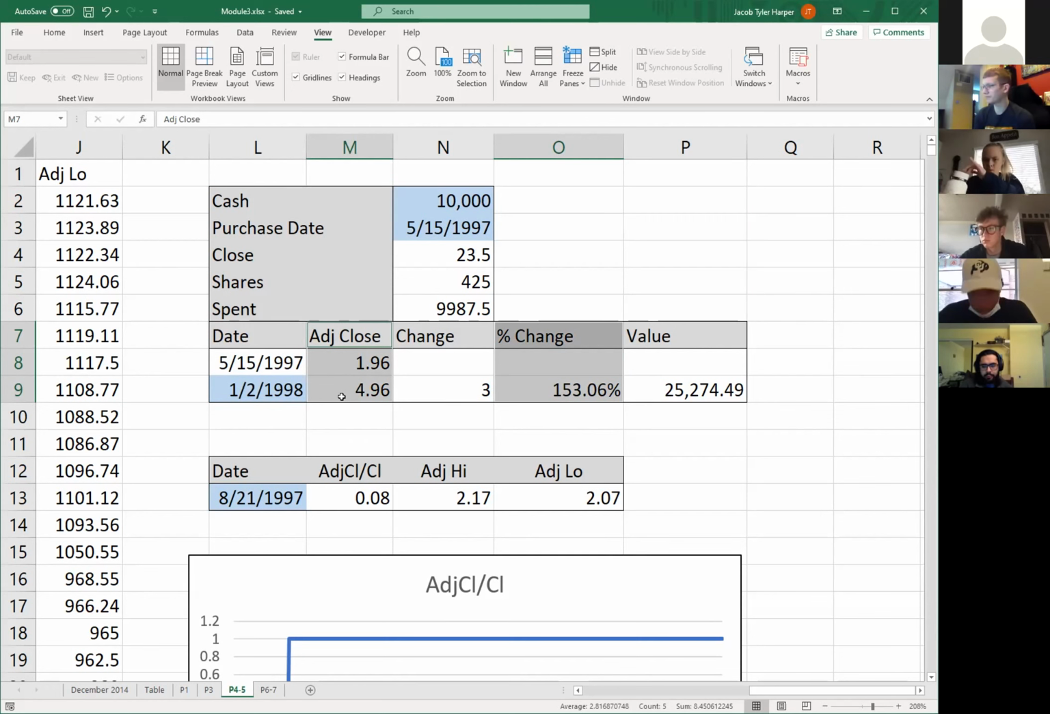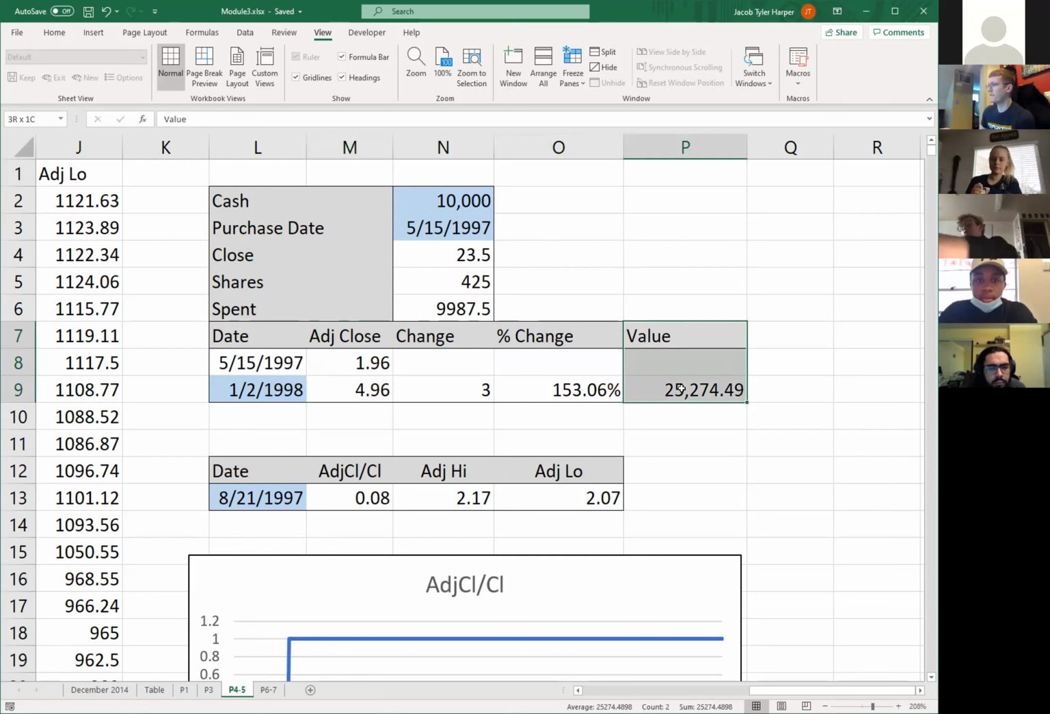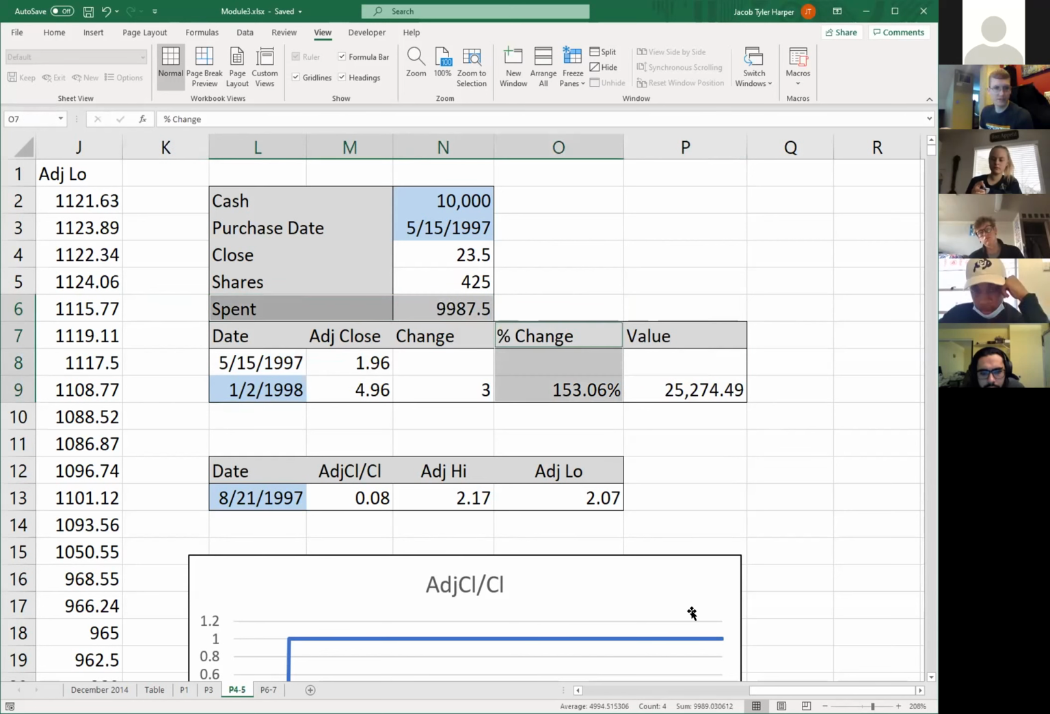In this case, it more than doubled. So it increased by 153%. And then to figure out the final value of the problem, this is where we take the initial value, how much we spent, we increase it by 153%, and you should get that number right there.